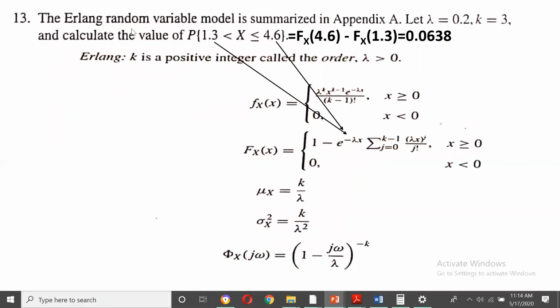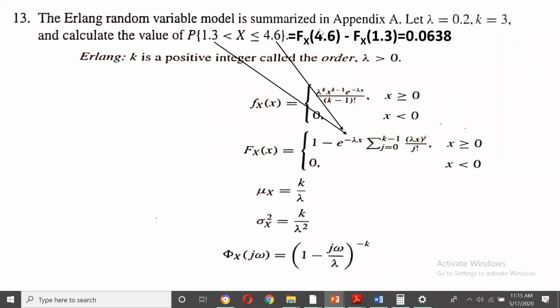Then you have the Erlang random variable model. Same thing again. Only that for Erlang, the formula is different: e to the power of minus lambda x, summation over j equal to 0 to k minus 1, lambda x to the power j divided by j factorial. So this will be a little dragging because of the formula here. E also you have, summation also you have.